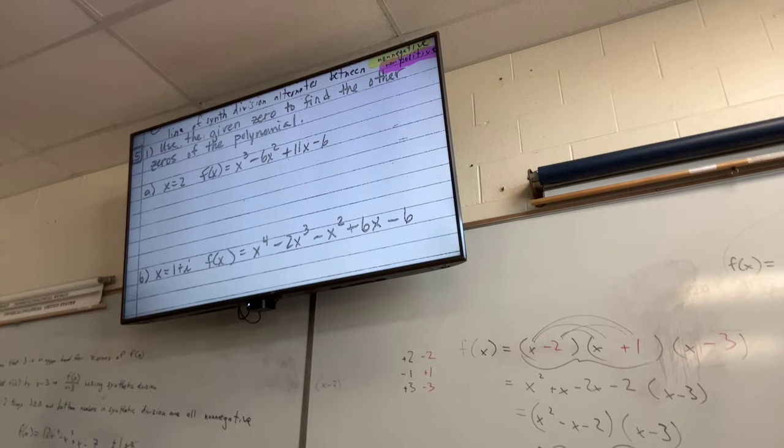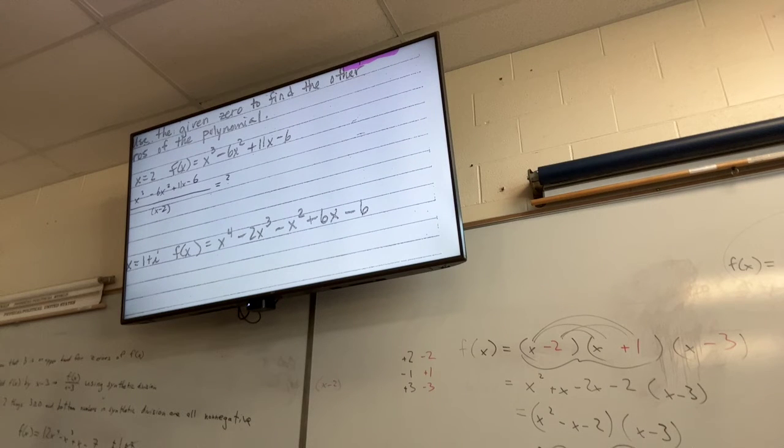So let's use synthetic division. We have x cubed minus 6x squared plus 11x minus 6, and we divide it by x minus 2 and see what this equals. So let's do the synthetic division over here. We've got positive 2 in the crow's nest. So what's the result then? How do I interpret the last line of my synthetic division? What should I write right here?